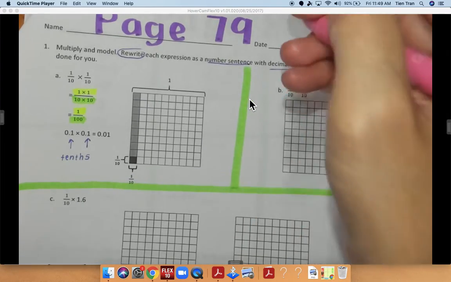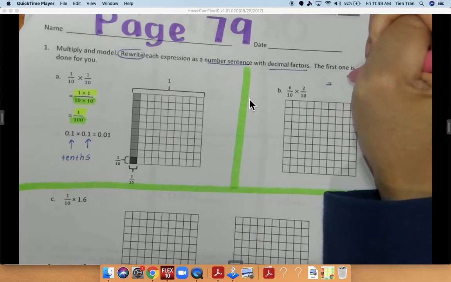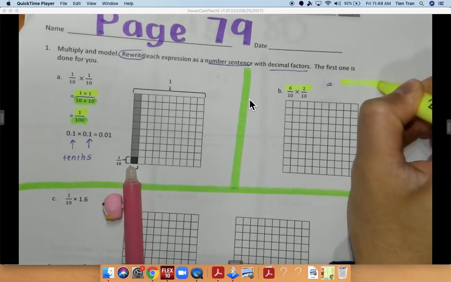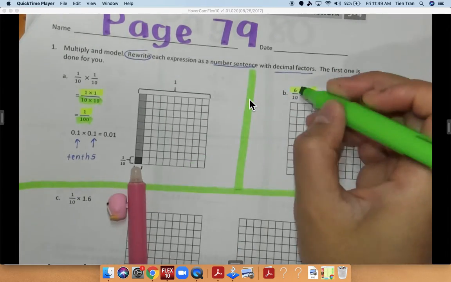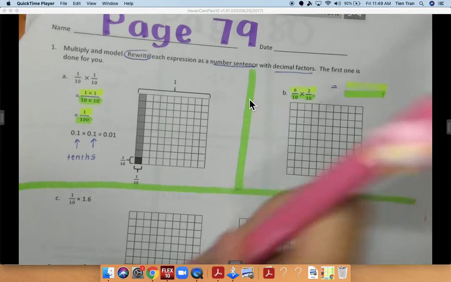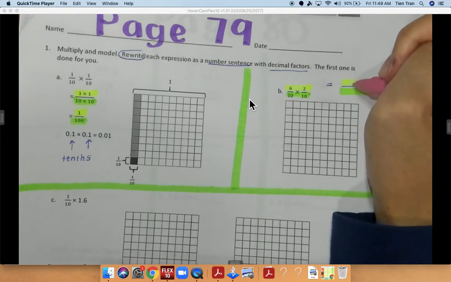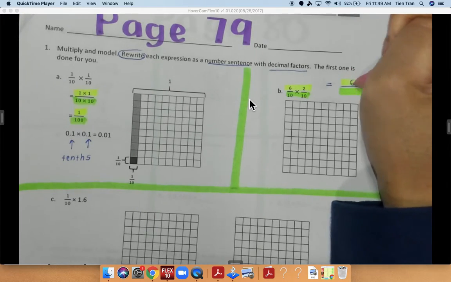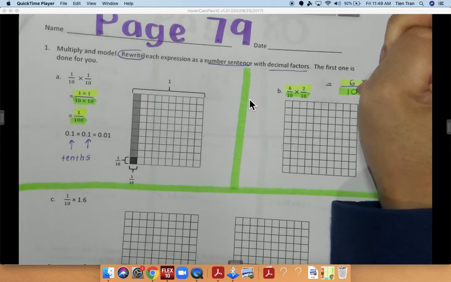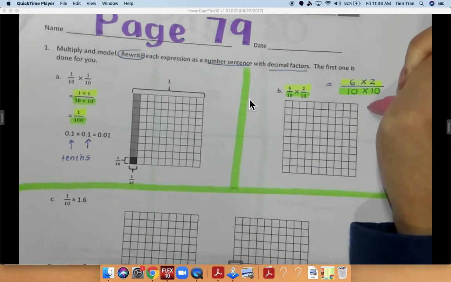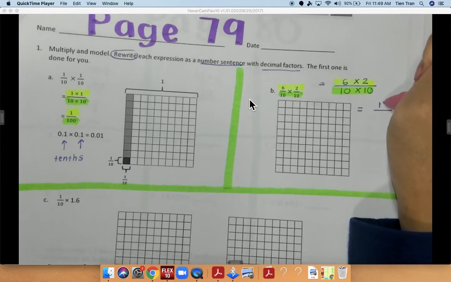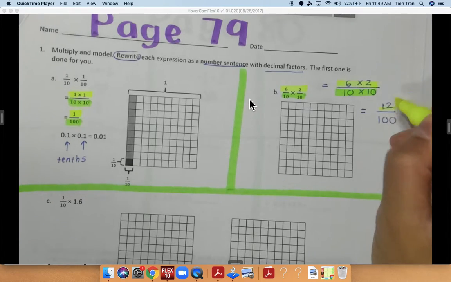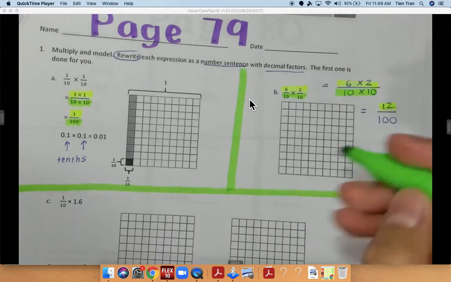So the next equation we have here says 6 tenths times 2 tenths. So I'm going to be multiplying 6 times 2, and then I'm going to multiply 10 times 10. Now, you can write it either way. You can write 6 tenths times 2 tenths, or you can put it together, whichever one is easier for you. So I'm going to write 6 times 2 and 10 times 10. Okay, and 6 times 2 is equal to 12, and 10 times 10 is equal to 100. So I have 12/100.